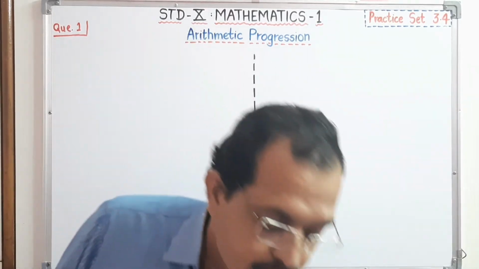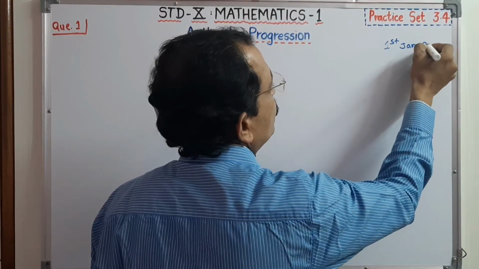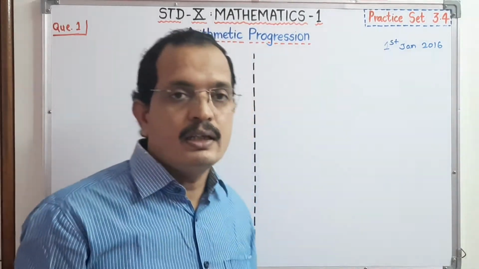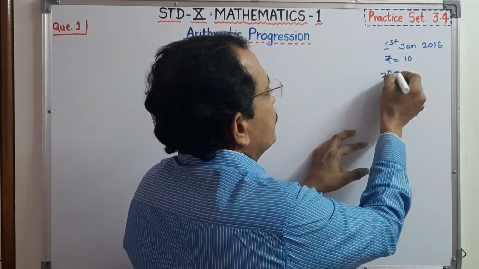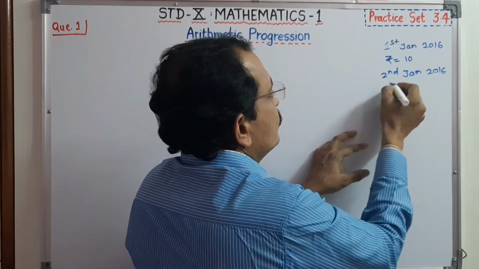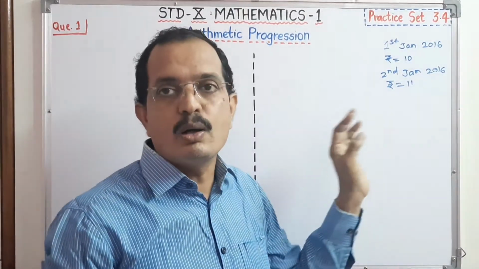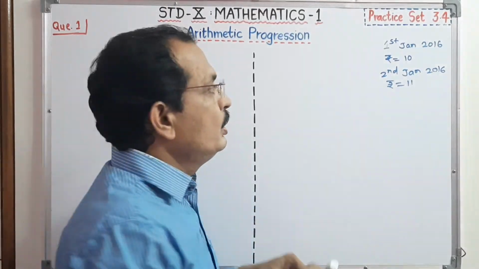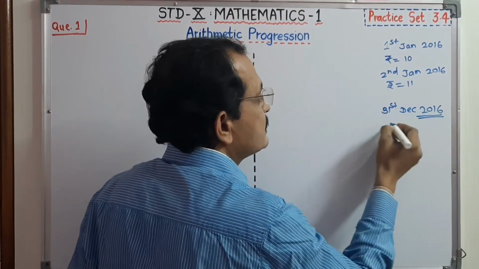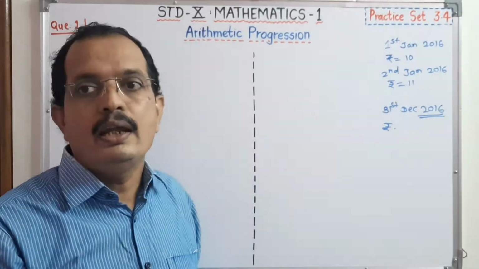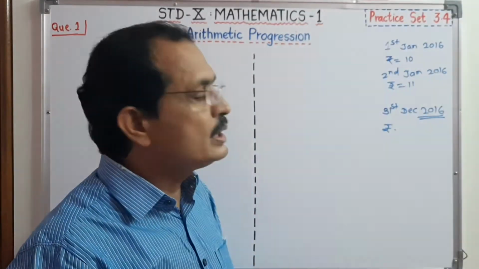Dear student, see, on 1st January 2016, Sanika saves ₹10. On 2nd January, Sanika saves ₹11. Like this, every day Sanika saves some amount, and on 31st December 2016 she saves some amount, and we have to find out her total saving.